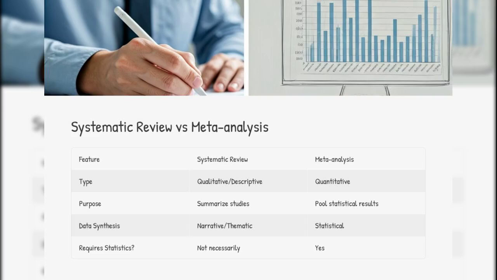Think of it this way. A systematic review is your comprehensive search engine. A meta-analysis is your scientific calculator. One finds and narrates, the other quantifies and consolidates. Both work in harmony, but serve distinct purposes.